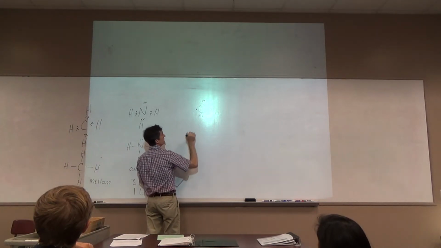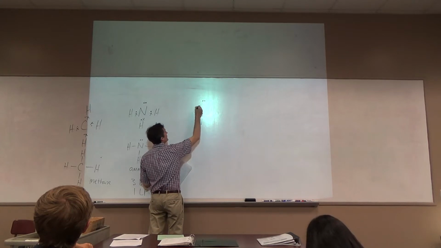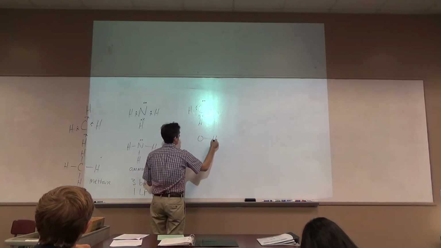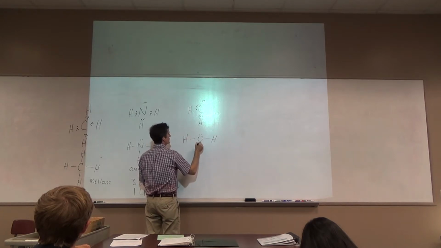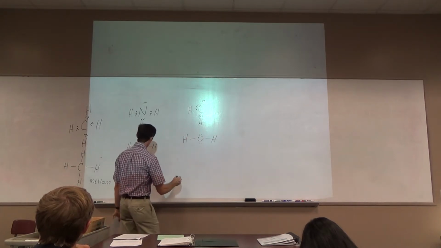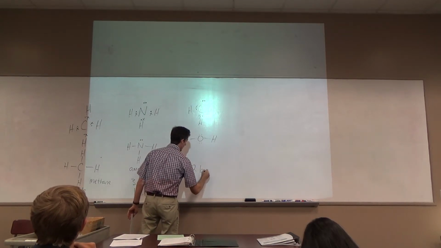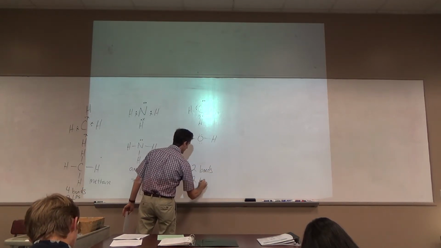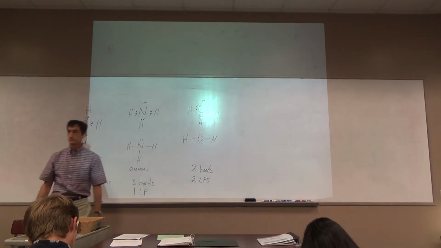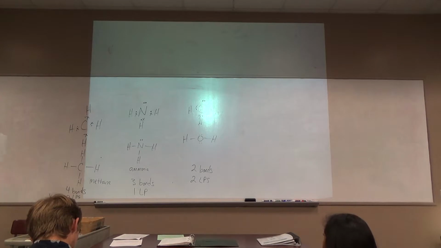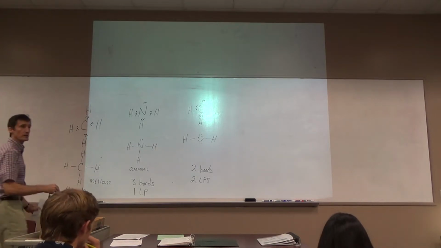How many bonds do we need to make? 2. We can bring in H's. What do we have? Water. 2 lone pairs. Standard bonding for oxygen: 2 bonds and 2 lone pairs. All this because these guys want to become like neon, and this is how they do it.